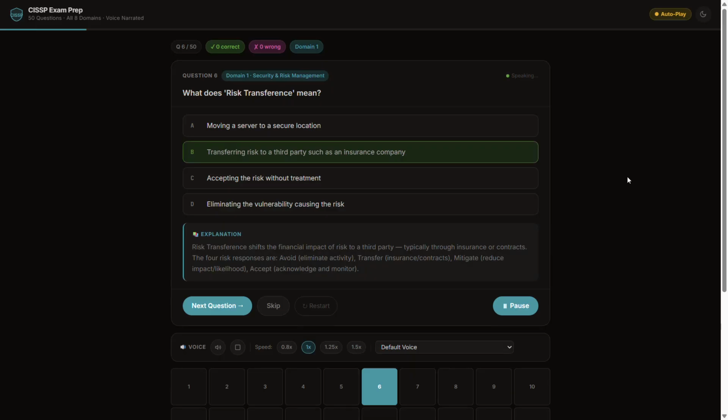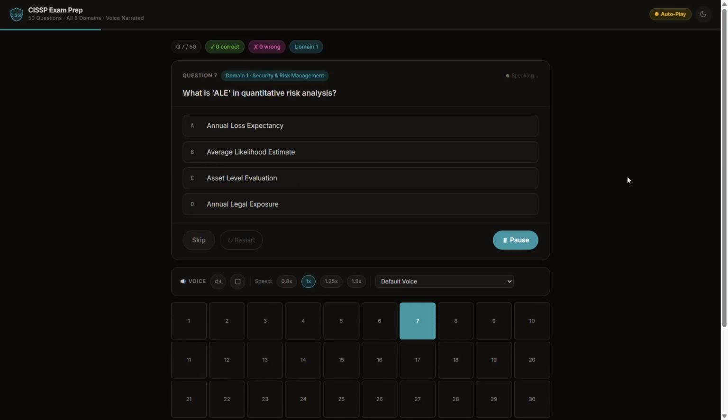Correct answer: B. Risk transference shifts the financial impact of risk to a third party, typically through insurance or contracts. The 4 risk responses are: avoid, eliminate the activity; transfer, insurance or contracts; mitigate, reduce impact or likelihood; accept, acknowledge and monitor.